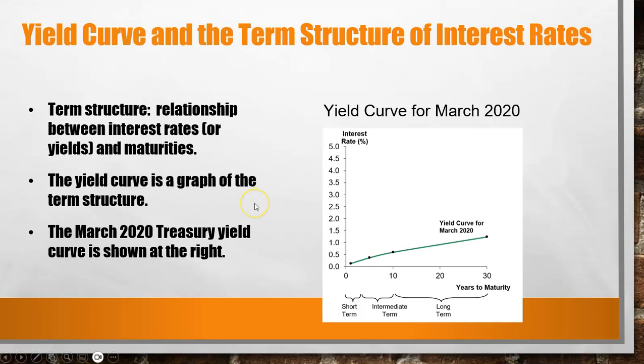Yield curve and the term structure of interest rates. Term structure is the relationship between interest rates or yields and maturity. So the longer you go out, you would expect more money because the risk goes up. This is a graph that shows you what that looks like.